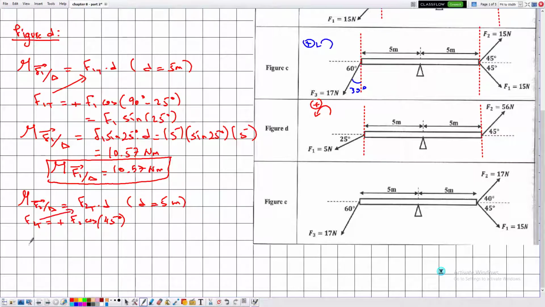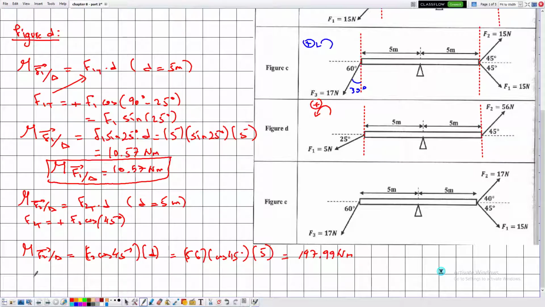Replacing this here, we get that the moment of F2 around the axis delta is equal to F2 cosine 45 multiplied by the value of D, which is equal to 56 newtons multiplied by cosine 45 multiplied by 5. On the calculator, 56 multiplied by cosine 45 multiplied by 5 is given by 197.99 Newton meter.